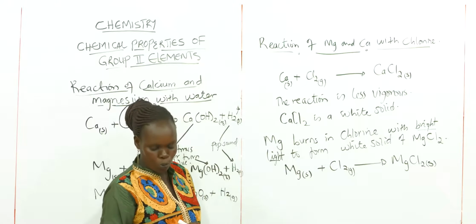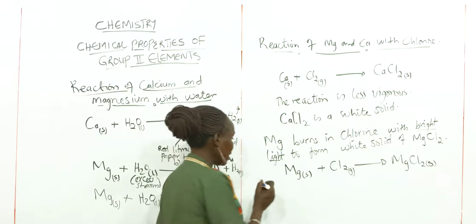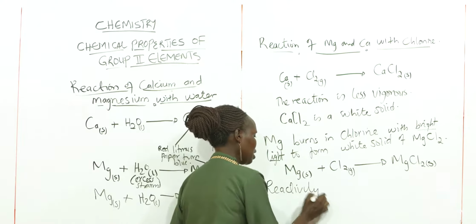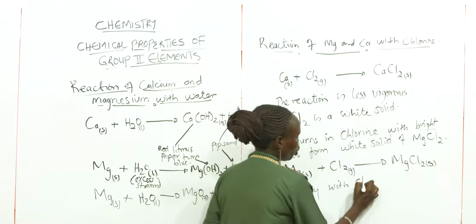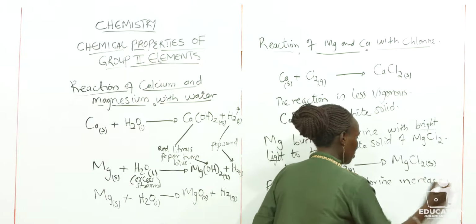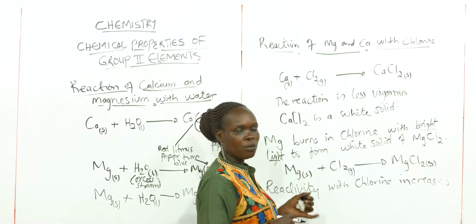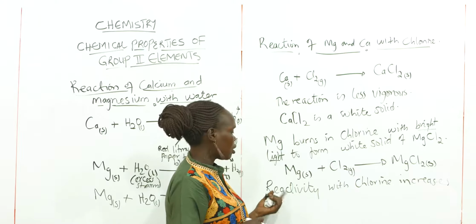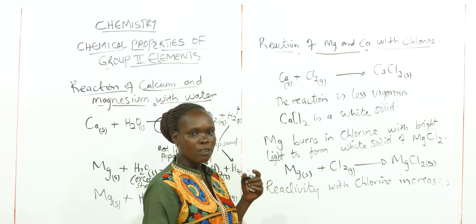So the activity of group 2 elements with chlorine increases as you go down the group. You need to remember that reactivity with chlorine increases as you move down the group. It means beryllium will have a lower reactivity with chlorine, and then calcium will have a higher reactivity with chlorine.